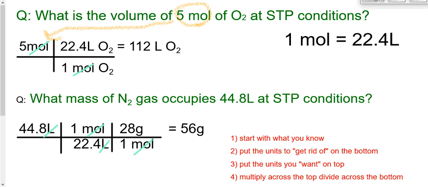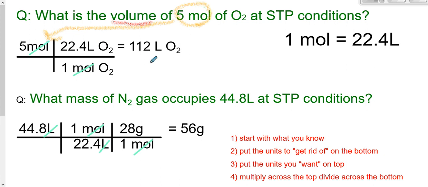Here we have 5 moles as our starting point. So I'm going to write 5 moles on my factor label line, draw a big long line, and cut that off. I'm putting the units I want to get rid of on the bottom. I don't want my answer to be in moles, so I write it on the bottom. What units do I want? Well, I'm asking to solve for volume. So I'm looking for the units liters. I'm going to write the units liters on the top of the line.